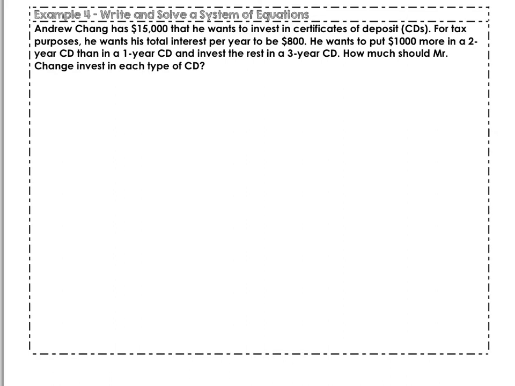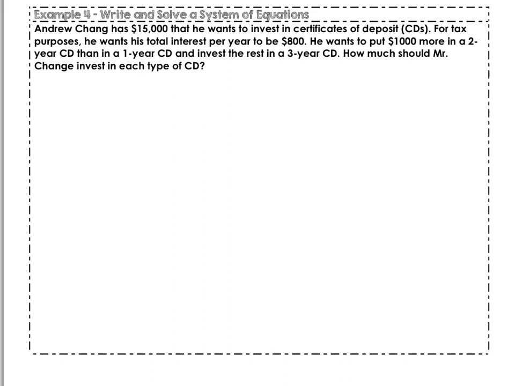Andrew Chang has $15,000 that he wants to invest in certificates of deposits, aka CDs. For tax purposes, he wants his total interest per year to be $800. He wants to put $1,000 more in a 2-year CD than in a 1-year CD and invest the rest in a 3-year CD. How much should Mr. Chang invest in each type of CD?